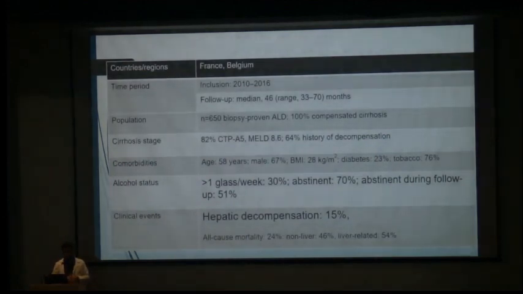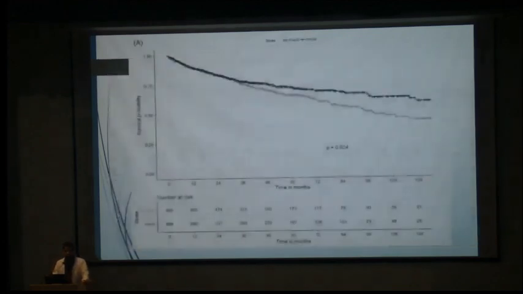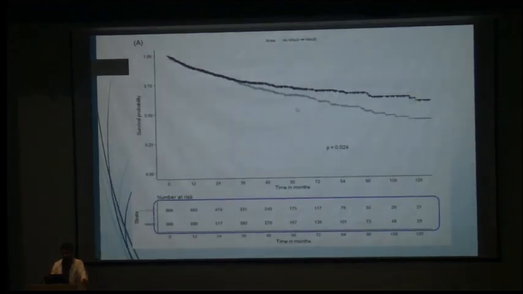This is the retrospective cohort study that they reported from France and Belgium with 650 biopsy-proven alcohol liver disease patients. Most of them were compensated, and they found that 30% of them continued drinking more than 1 glass of alcohol per week, and in that group the hepatic decompensation rates were up to 15%. This is the survival benefit that they showed. The lower line is the non-medication line, and the upper line shows a clear survival benefit over 10 years of treatment.